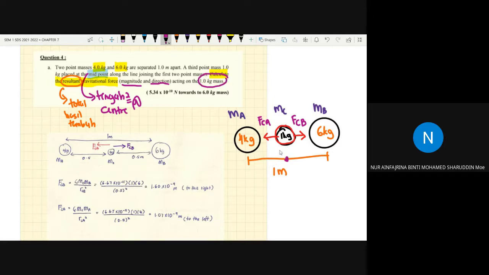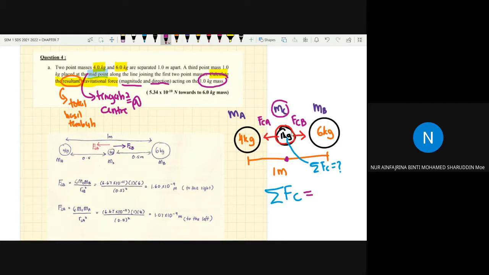So 1 kg mass kita sekarang adalah mass C lah kan Miss kata. So sebenarnya kita nak cari total gravitational force dekat point C. Kita nak cari total gravitational force dekat point C ni berapa. Dan kita tahu dekat point C ini, dekat mass C ini, dia ada dua gravitational force. Satu adalah gravitational force C on A ataupun A on C dan juga C on B dan B on C.